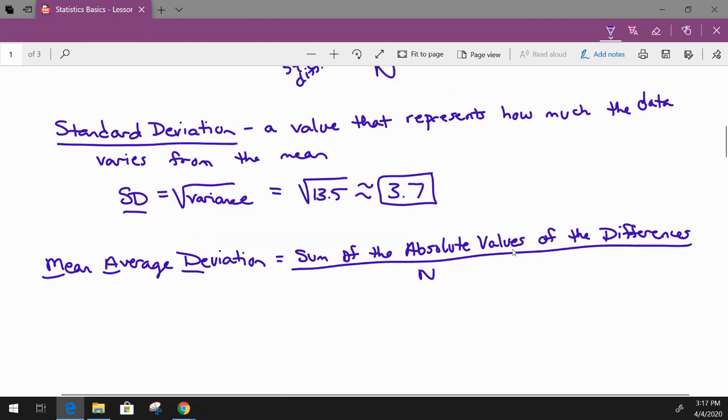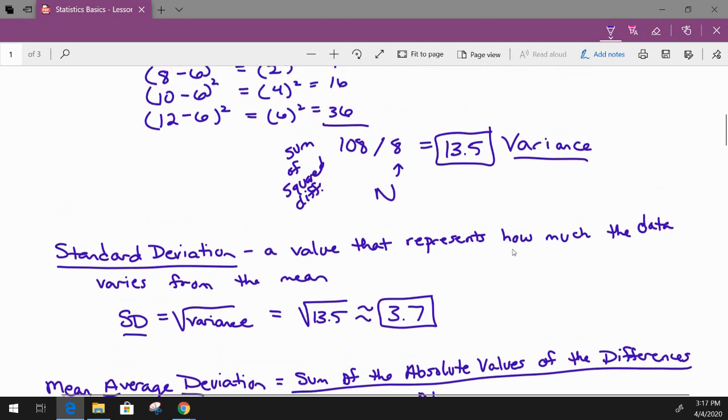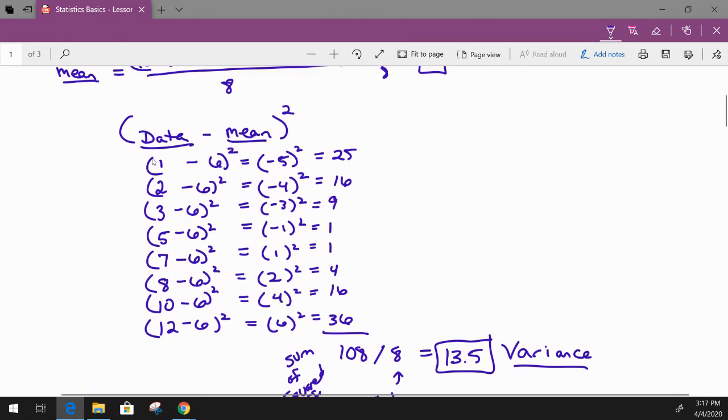So if I look back where I was subtracting the data minus my average mean, which is 6, I would have these numbers: -5, -4, -3, -1, 1, 2, 4, and 6. So actually I'm going to do the mean average deviation over here. When you're doing the mean average deviation, you don't need to square it, you just need to take the absolute value, which basically gets rid of the negative.